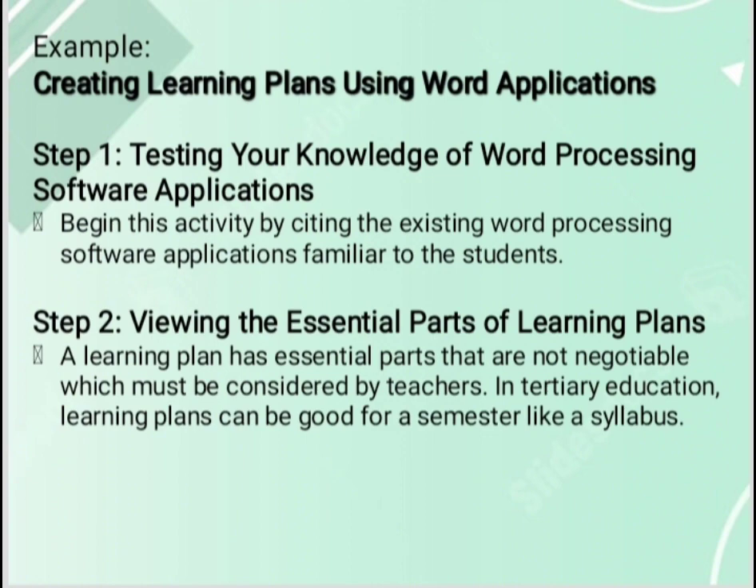So we are now in step 2, viewing the essential parts of a learning plan. So a learning plan has essential parts that are not negotiable and must be considered by teachers. In tertiary education, learning plans can be good for a semester, like syllabus. We will discuss the syllabus on the other slide. It is important to understand the essential parts of a learning plan. So these learning plans typically include the course overview, learning outcomes, weekly schedule, assessment methods, and also the resources.